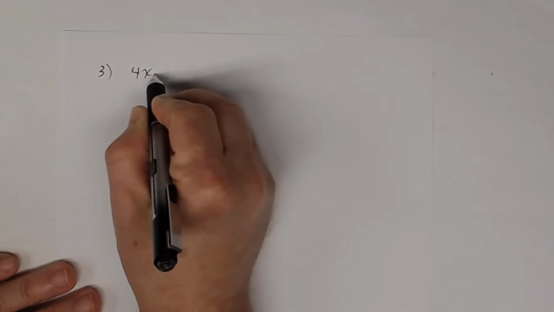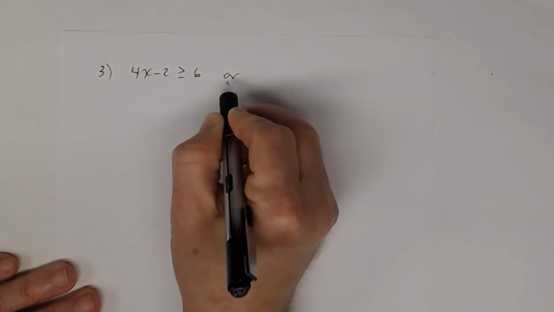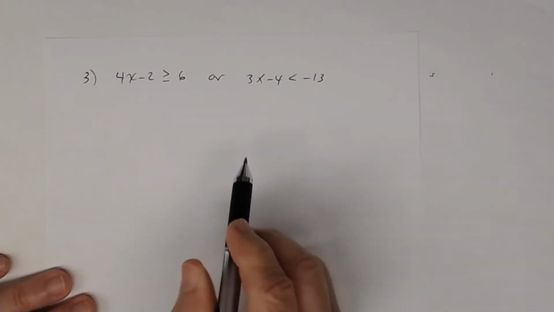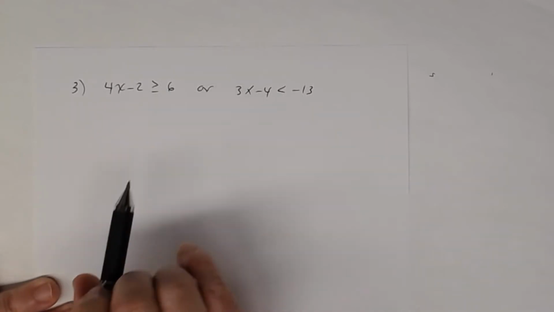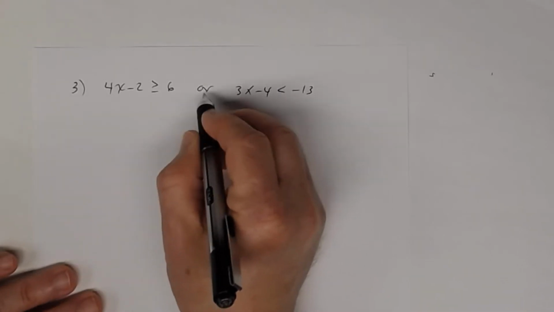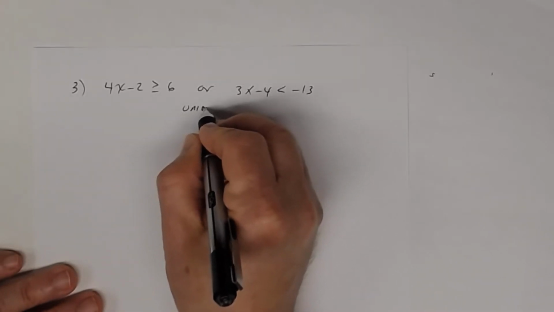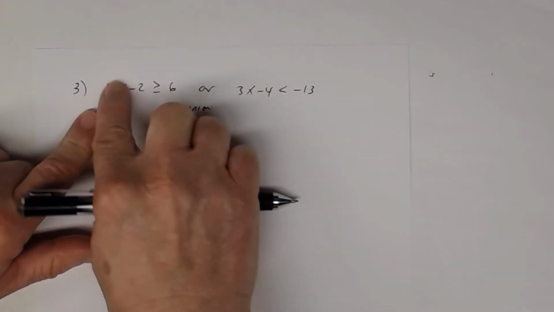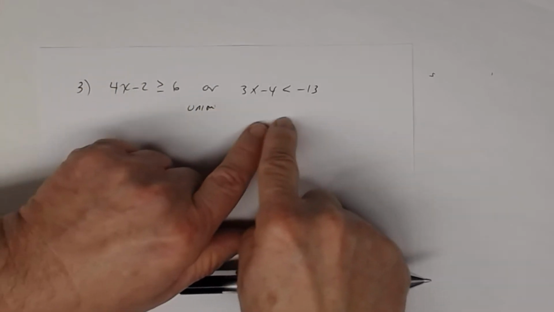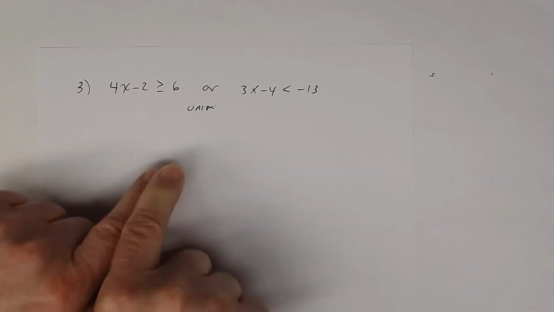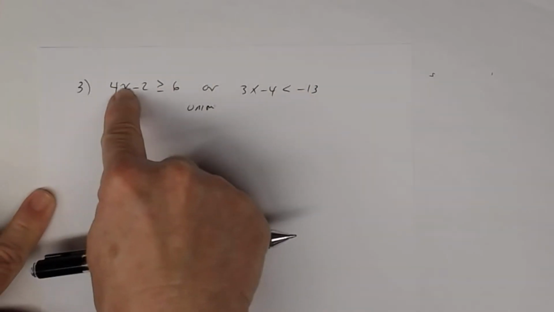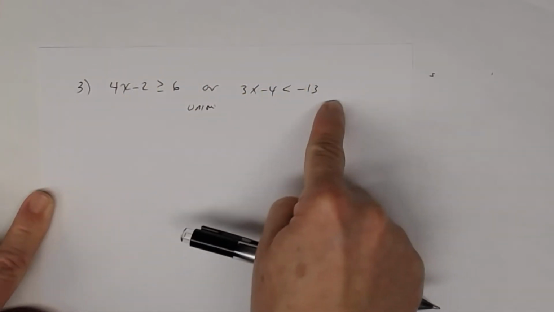So let's look at this one. We have 4x minus 2 is greater than or equal to 6, or, notice or, 3x minus 4 is less than negative 13. All right, so I have this compound inequality with the word or this time. So I want you to remember, based on what you learned in the previous objective, that the or here means a union. So meaning that the solutions to the compound inequality will be any number that satisfies this, and also any number that satisfies this. So it has to satisfy at least this one or this one.